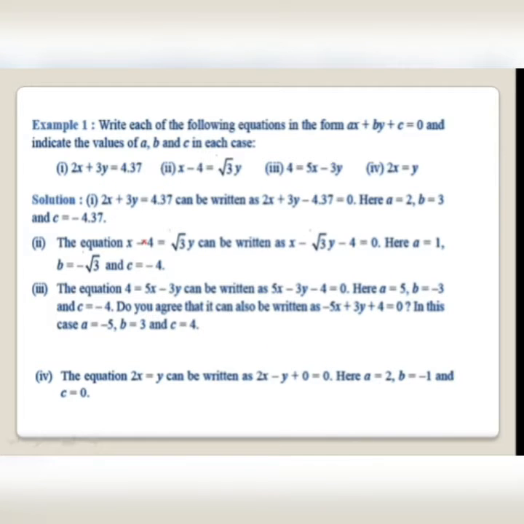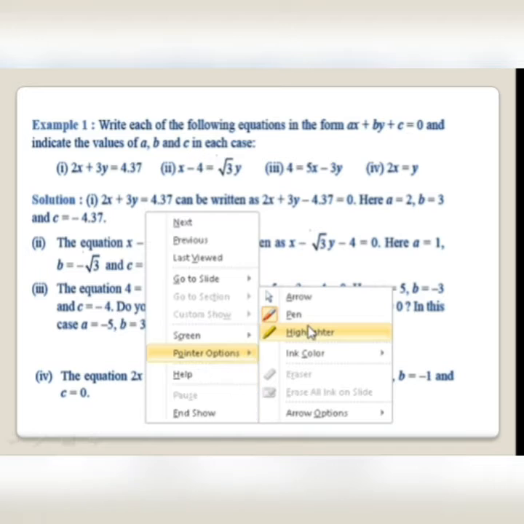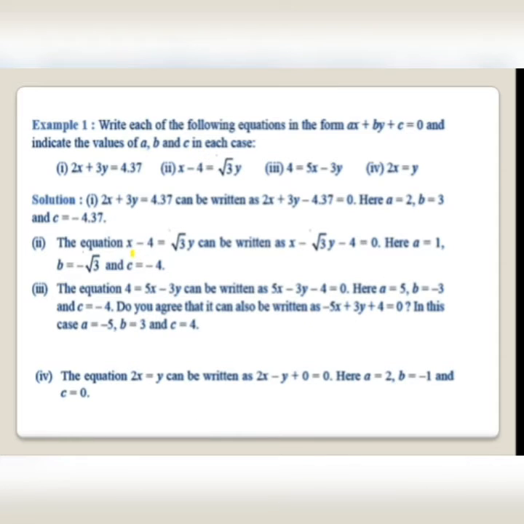Now, this is my x minus 4 and minus root 3y, and the equation is this. So you will bring this term to this side. What will happen? x minus root 3y minus 4 equals to 0. Now compare. The coefficient of x is 1, so A is 1. The coefficient of y is minus root 3, so B is minus root 3. And the constant term is minus 4, so my C is minus 4.